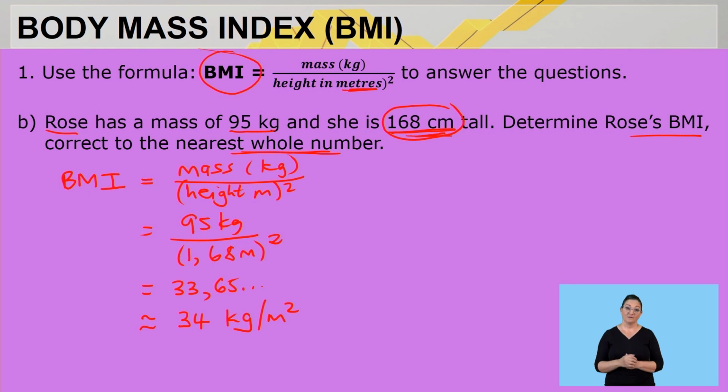Guys, are we clear on this? Please be on the lookout for things like this given in centimeters. So just to go through this again, I took my mass of 95 kilograms and divided it by my height. Before I divided, I converted the centimeters to meters, right? Because the formula requires the height in meters. And then I rounded off at the end to the nearest whole number. All right, hope that's fine.